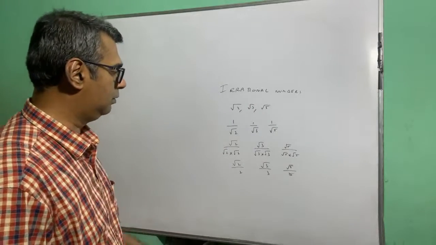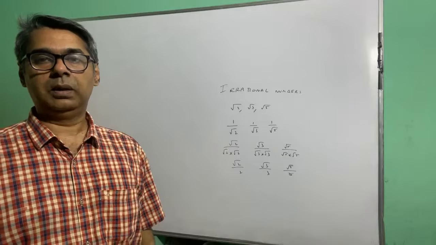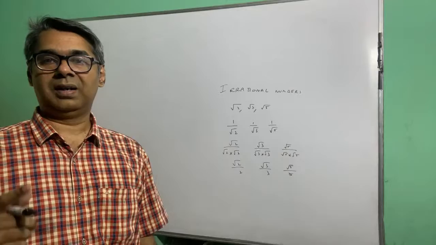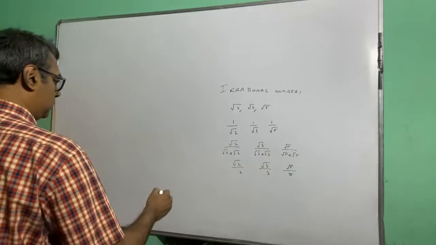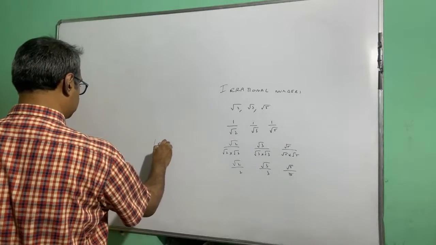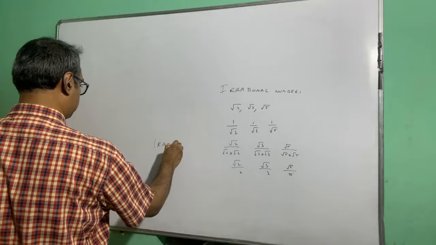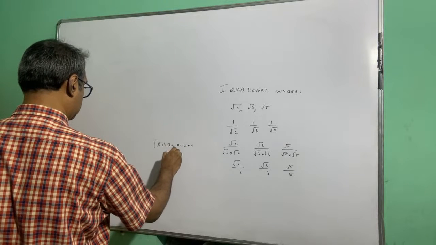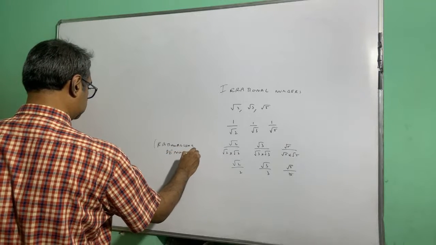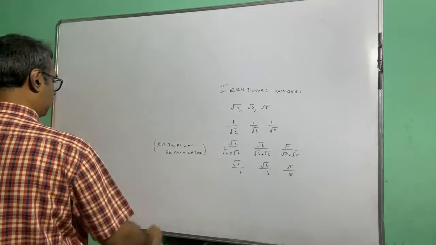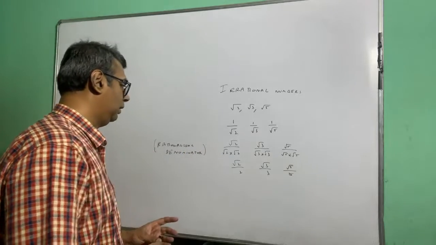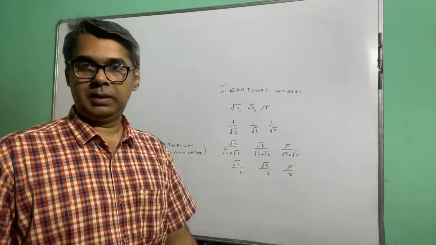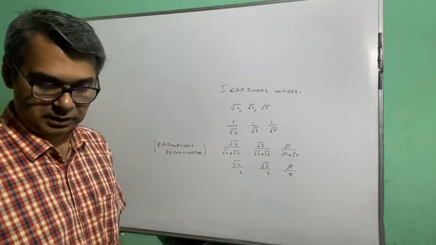So this method of multiplying above and below by a number to convert the denominator into a rational number is called rationalizing the denominator. I have multiplied the numerator and denominator by the irrational number which will convert the denominator to rational. So this method is called rationalizing the denominator.